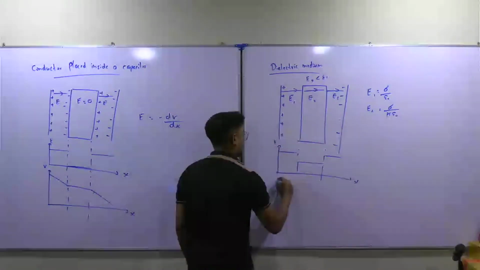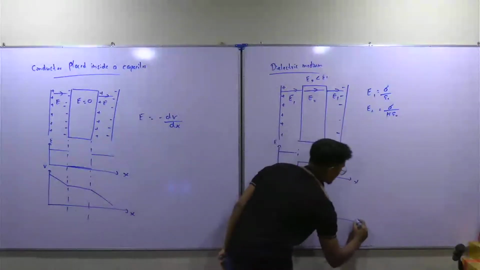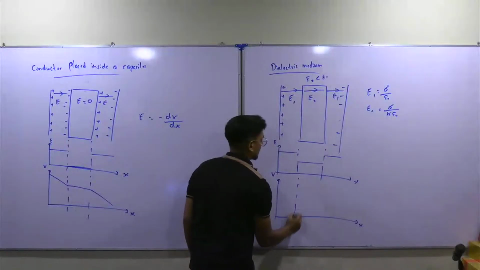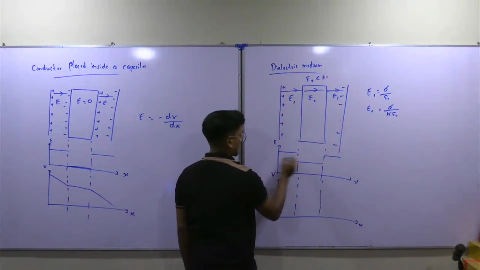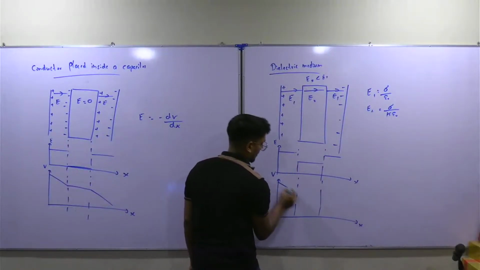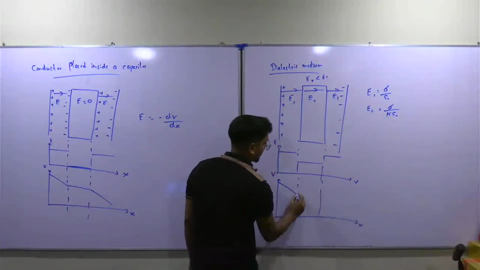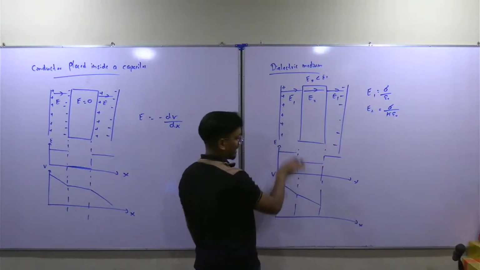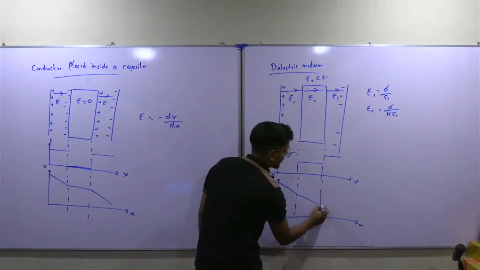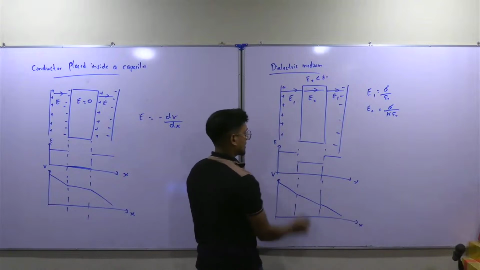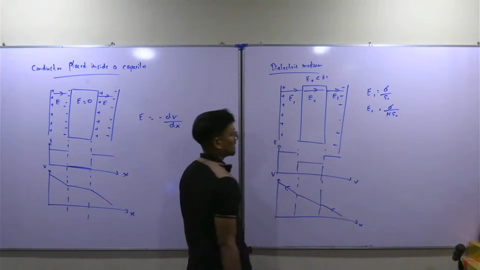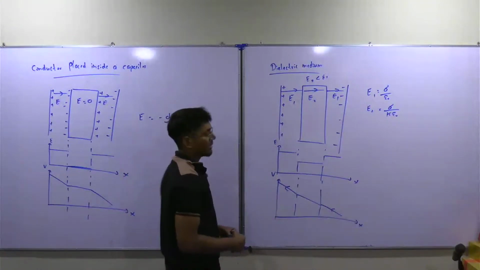If you draw the voltage versus X graph, from here to here there is a constant gradient. From here to here, constant gradient, but the gradient is lesser, right? The value is lesser, so the gradient is less. From here to here, the same gradient. These two are parallel, right? That is how it looks.